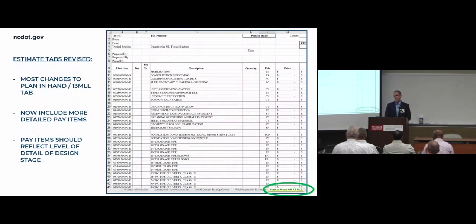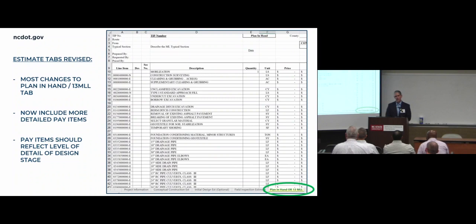Other updates that we made to these spreadsheets, we've gone in and expanded the pay items themselves for pretty much all the disciplines included. That's just an attempt to tie this cost estimate better to the actual pay items involved in the work for every project. And the most robust changes here we've done to the plan in hand or 13-month let list tab.